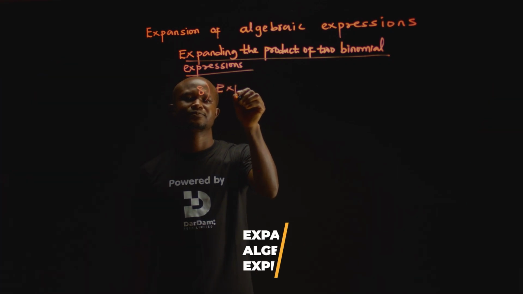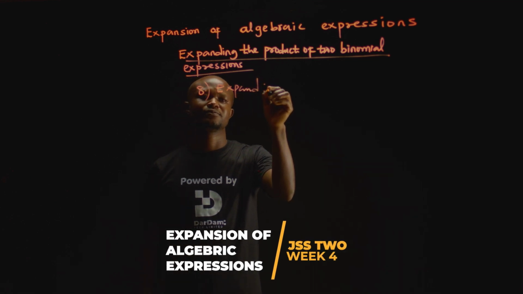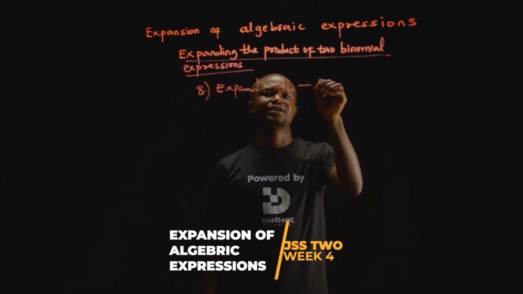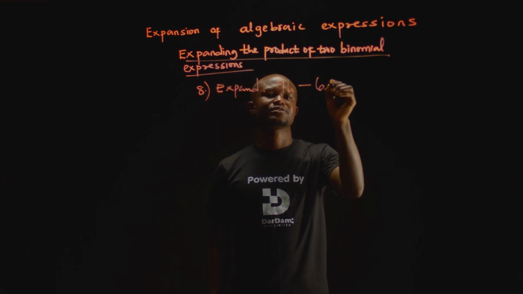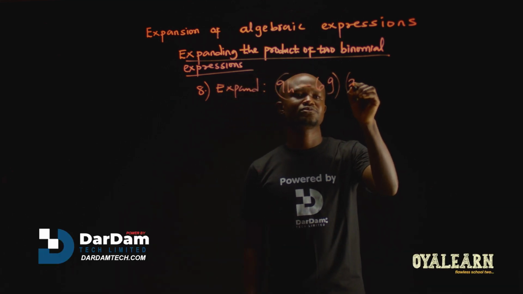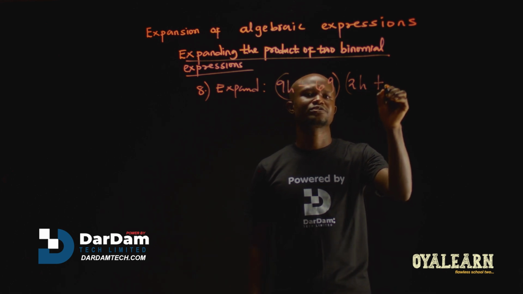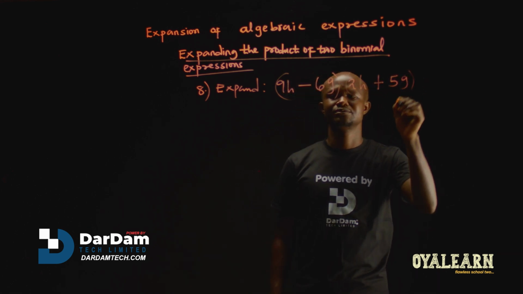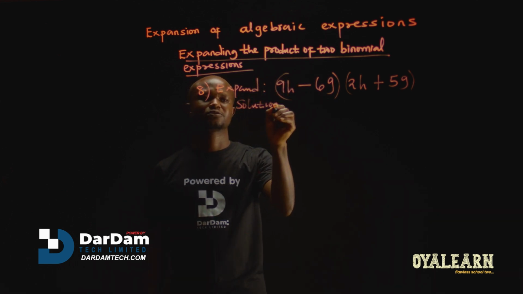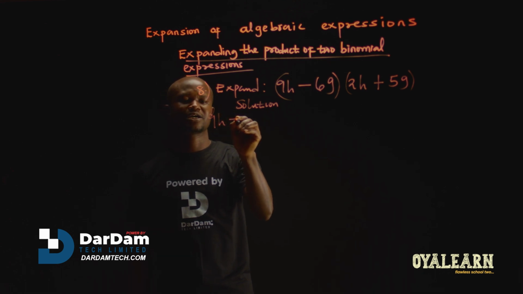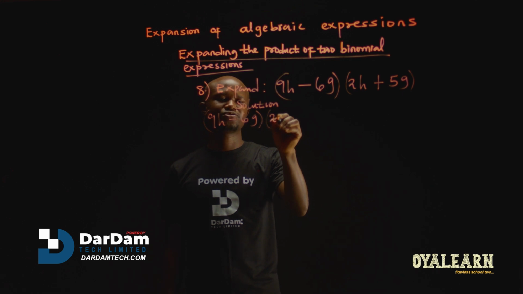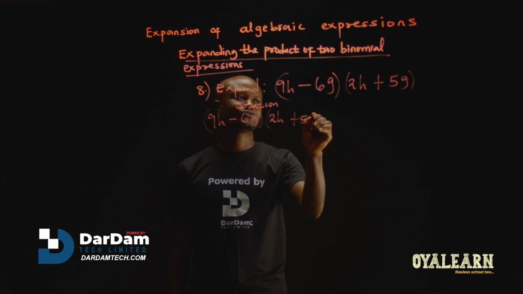Expand 9h minus 6g into brackets 2h plus 5g. Solution. We have 9h minus 6g multiplied by 2h plus 5g.